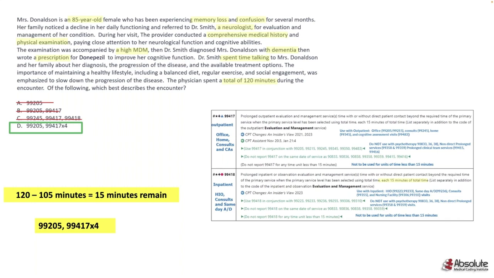99205, 99417 times 4. All right, so we've got one more scenario, and we're going to make this one a good one.